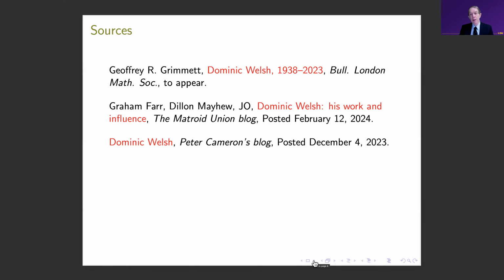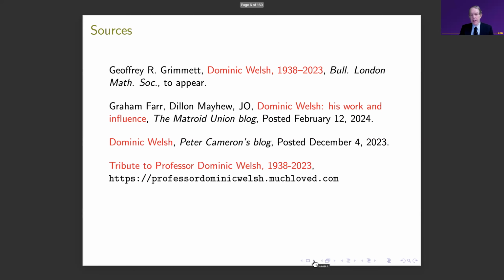Peter Cameron was Dominic's colleague at Merton College in Oxford. Peter was the pure mathematics tutor. Dominic was the applied mathematics tutor. They were colleagues for 11 years. And Peter has got some reflections there about Dominic. And then there was a tribute to Dominic posted just after he died by his family. And that's got a bunch of lovely material. So I recommend all of those sources to you.